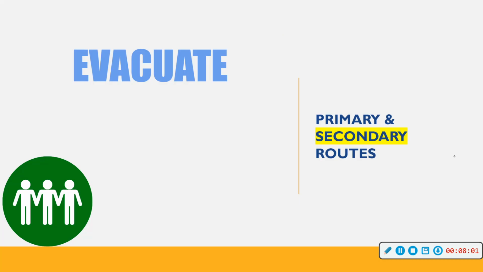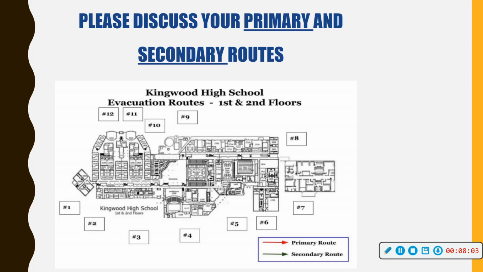Primary and secondary highlighted routes. Please discuss your primary and secondary routes. Okay, I'm not really going to discuss them because I don't expect you to memorize 7 different primary and secondary routes. But every class should have this map close to the door, so that if you do get confused, it's not a big deal. You know the school. The primary route is the quickest way out. The secondary route is like the second quickest way out.